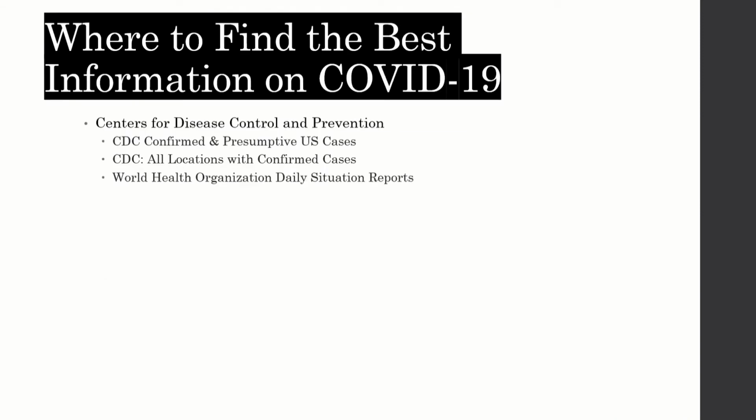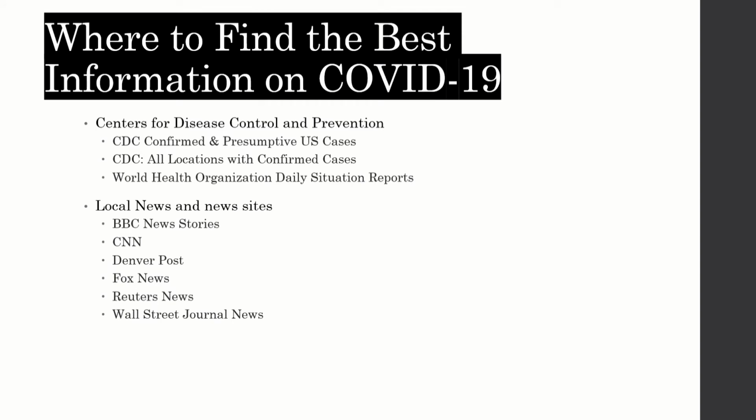Now, where to find the best information on COVID-19? The best information is going to be released from the CDC, otherwise known as the Centers for Disease Control and Prevention. Here are 3 main websites to go to on the CDC website. They have a list of confirmed and presumptive US cases. They have a list of all locations in the world with confirmed cases of COVID, and then the World Health Organization uploads daily situation reports.